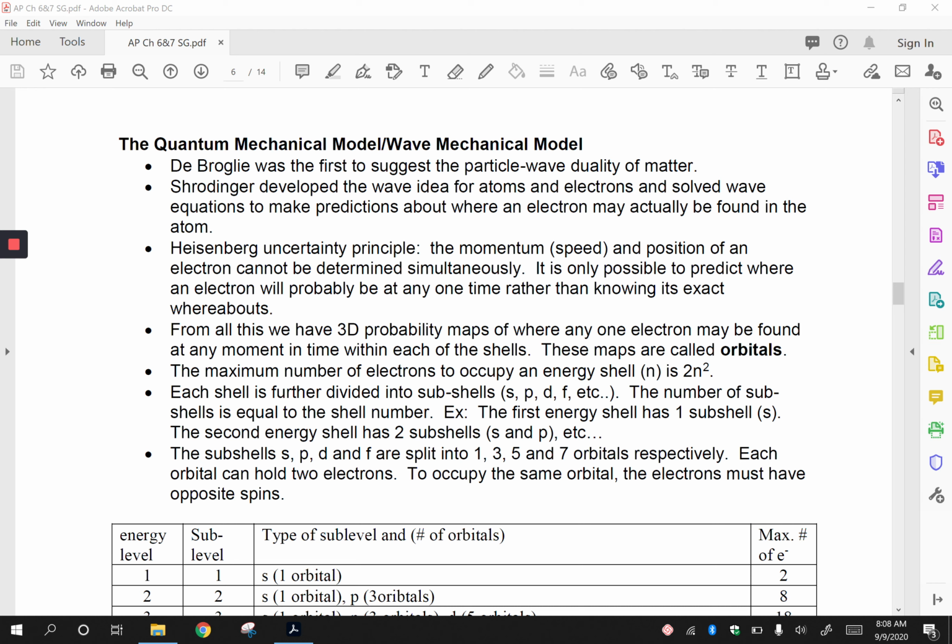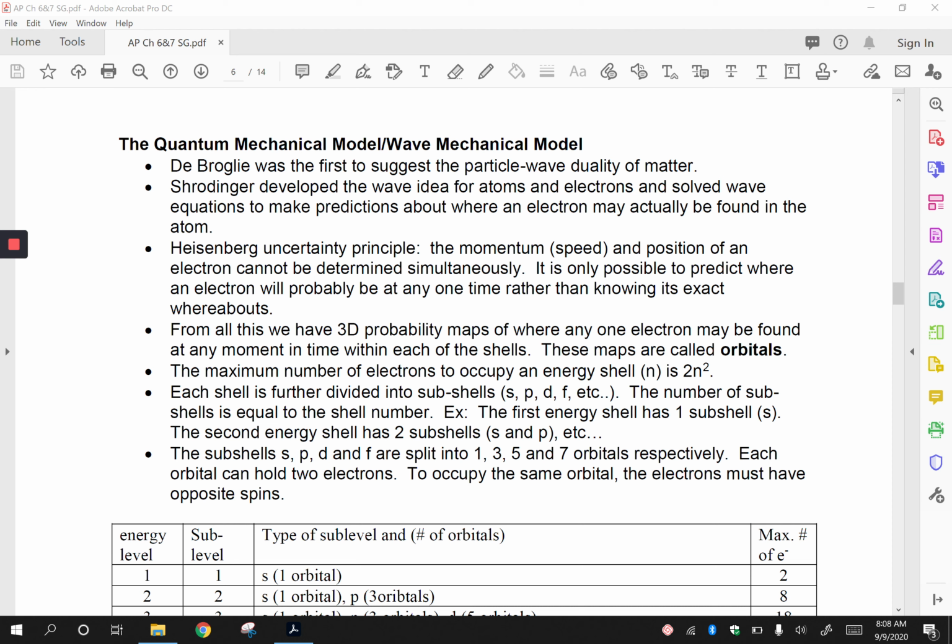So up till de Broglie's time, we thought of electrons and atoms as particles. Now we believe that they also behave like waves, so they have a dual nature. Schrodinger was another person that contributed a lot, and he mainly came up with these equations to make predictions about where the electrons may be found in an atom. So he came up with these equations that we solve for functions to graph to show us the probability of finding the electrons somewhere.